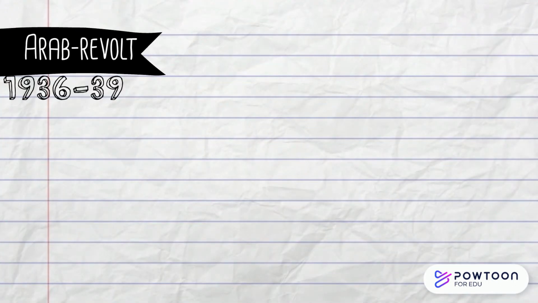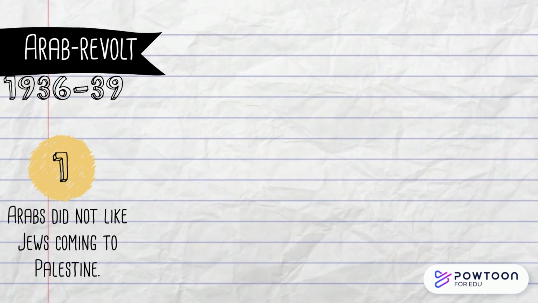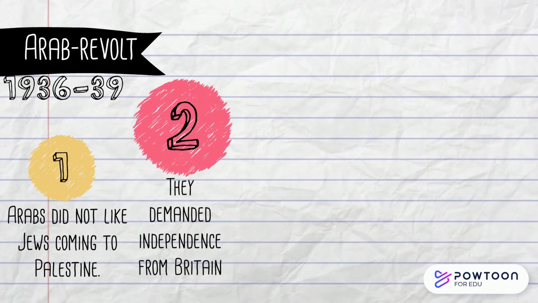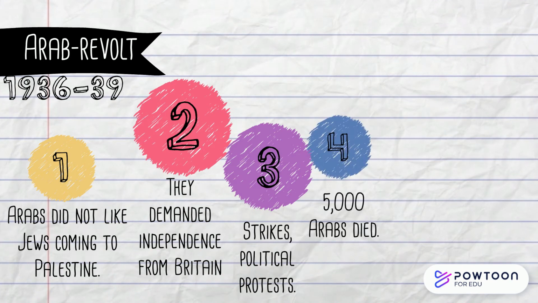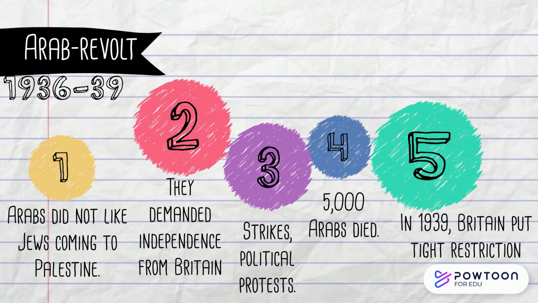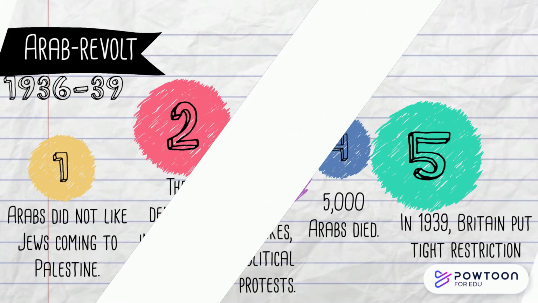Now the Arab Revolt of 1936 to 39. So as I mentioned before, the Jews came. Palestine was mainly inhabited by Arabs, and they did not like that the Jews were coming over to Palestine. They demanded independence from Britain. During this revolt, there were strikes, political protests, and around 5,000 Arabs were killed. After 3 years, Britain put tight restrictions on any more Jews immigrating to Palestine.